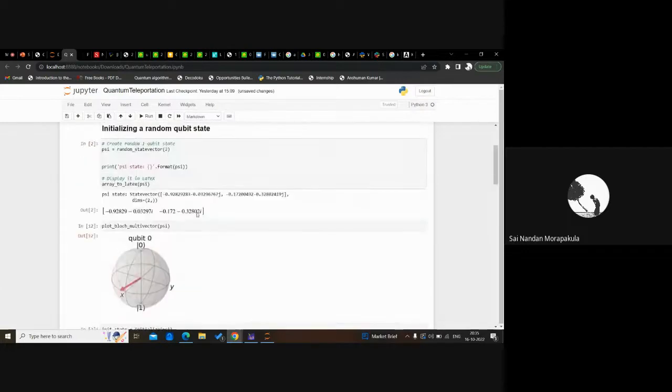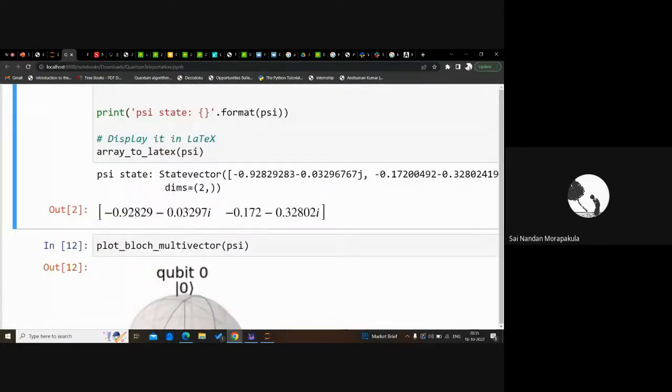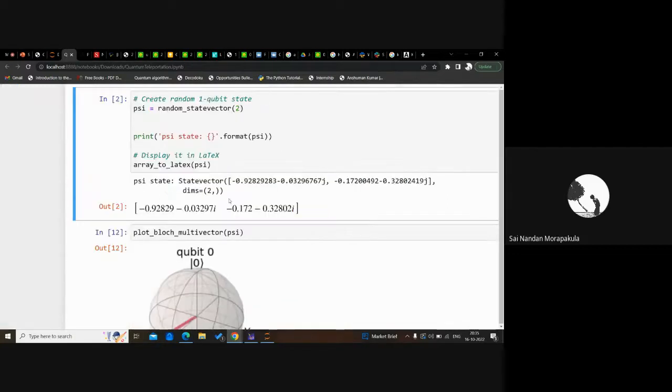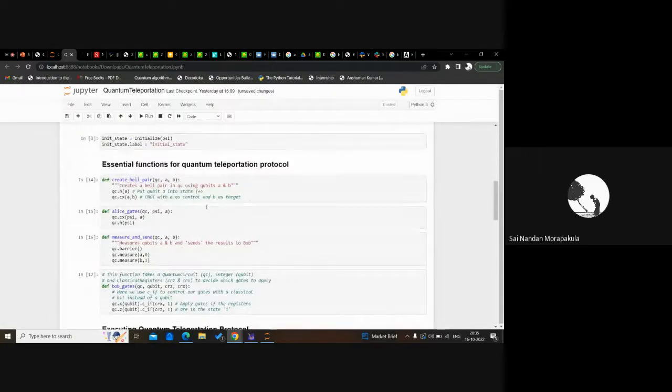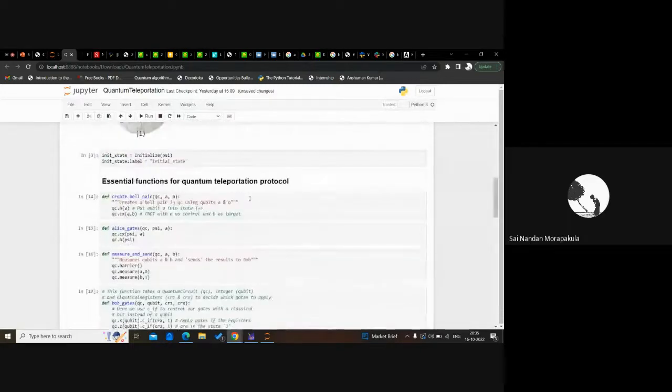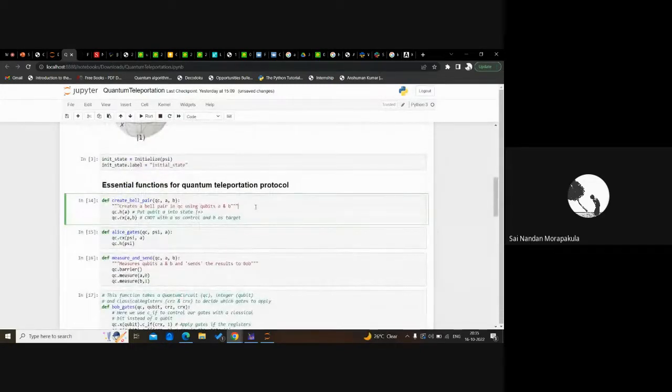So the state vector is minus 0.9, minus 0.03i, minus 0.17, minus 0.32i. So we'll keep an eye on this, and then let us create a Bell pair first. So that is what the quantum protocol says. First create a Bell pair and send one entangled qubit to Alice and one to Bob. So first let us do that.